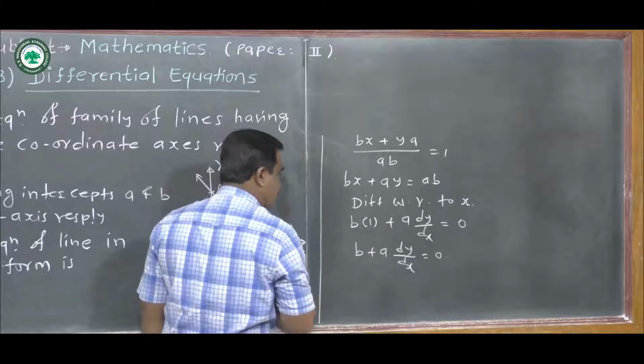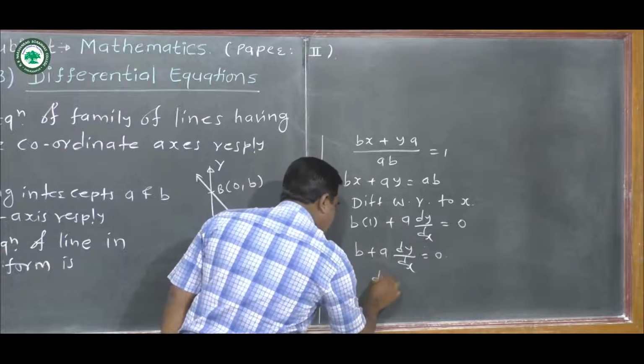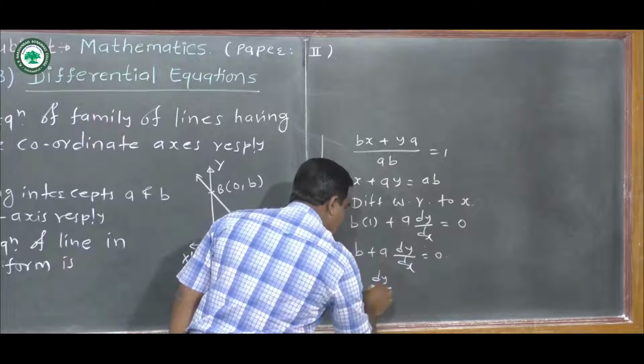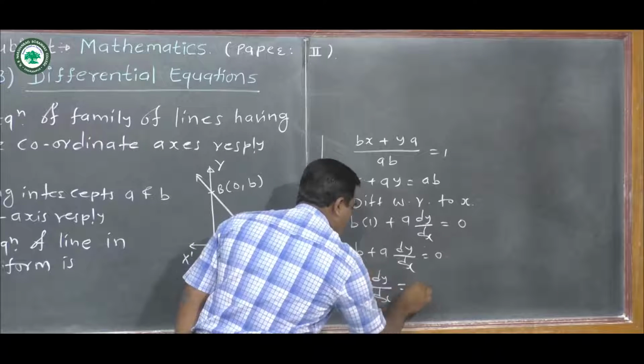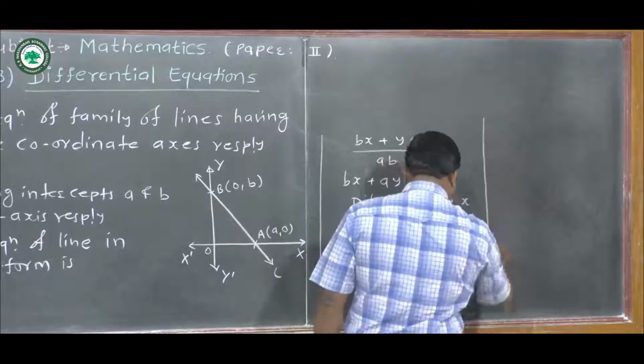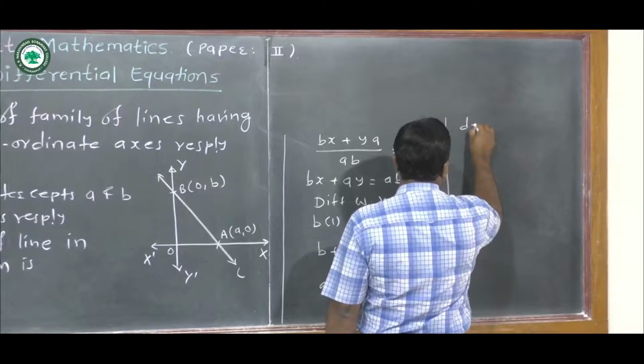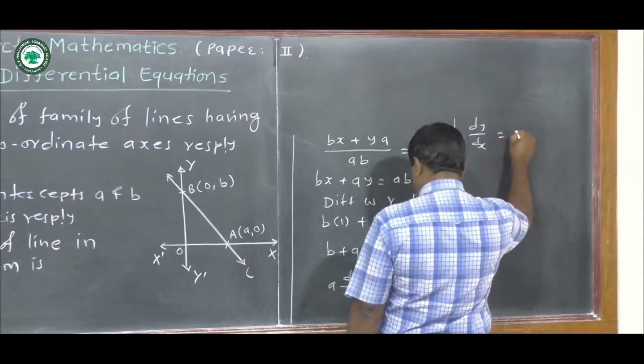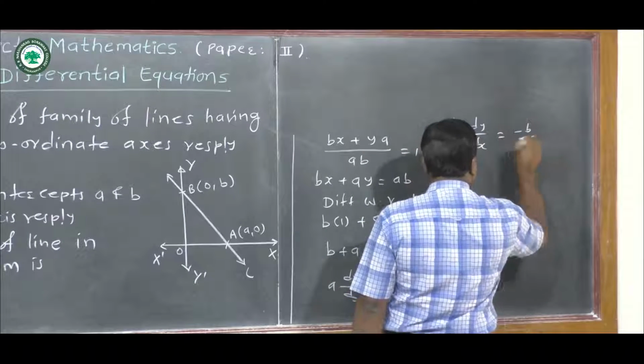That is, we can write a dy/dx = -b. That is, dy/dx = -b/a.